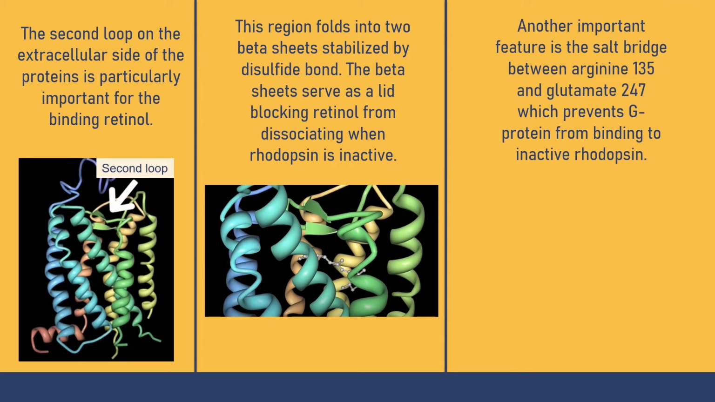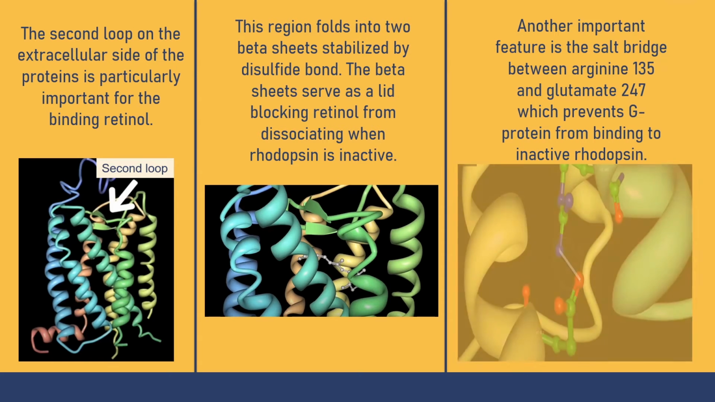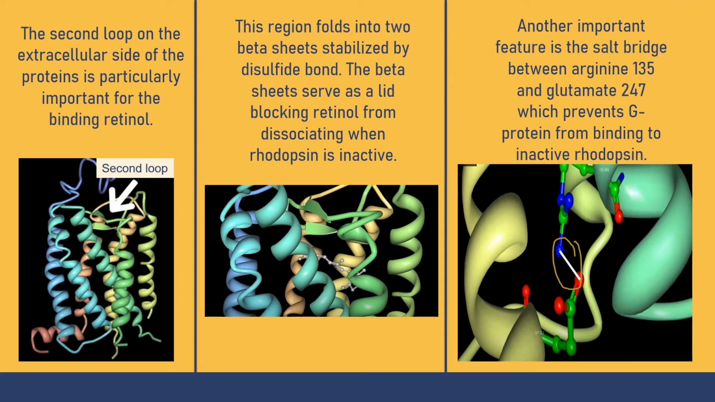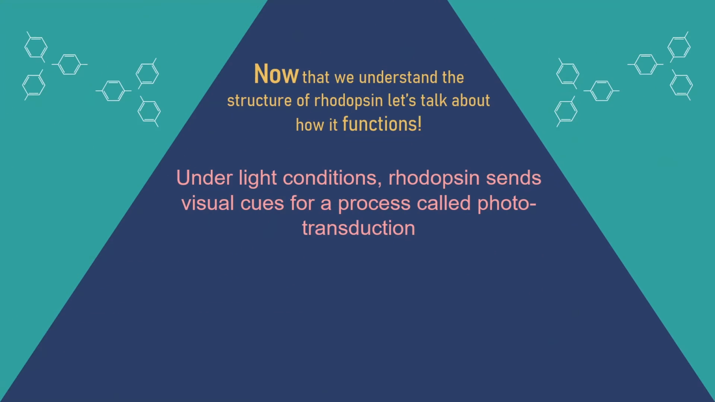This region folds into 2 beta sheets stabilized by a disulfide bond. The beta sheets serve as a lid, blocking retinol from dissociating when rhodopsin is inactive. Another important feature is the salt bridge between arginine 135 and glutamate 247, which prevents G protein from binding to inactive rhodopsin. Now that we understand the structure of rhodopsin, let's talk about how it functions.